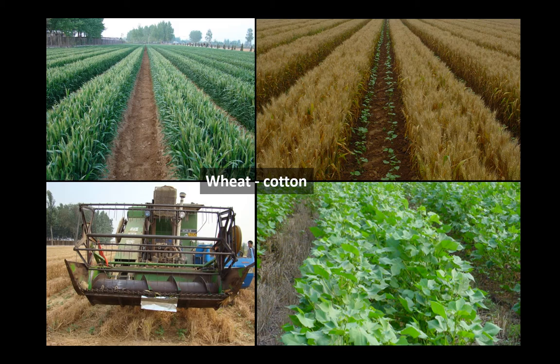On the bottom left, you can see harvest of the wheat in this system. So this is one of the few intercropping systems that can be partially managed mechanically, as you can see here. The wheat can be harvested without damaging the cotton plants. And then the bottom right, you can see the cotton plants growing vegetatively, and you can also see some of the wheat stubble in the middle. And then later on in the season, the cotton will actually cover most of the field.